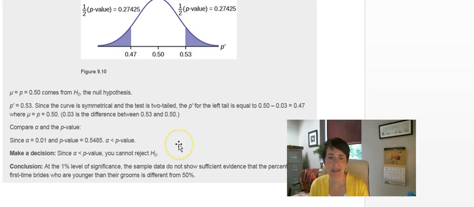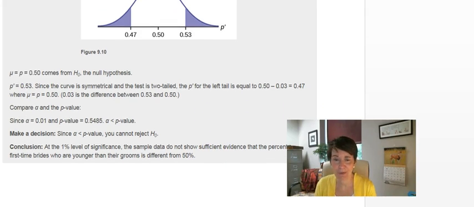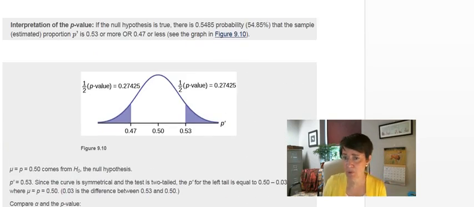So now we get to make a decision. Since our level of significance, 0.01, is less than our p-value, which was 0.54, we cannot reject. There's not enough difference there between the 53 and the 50 to say that we have more than 50% of the brides that are going to be younger than their grooms. So that's how we work that with the level of significance, and that's how we form our conclusion.